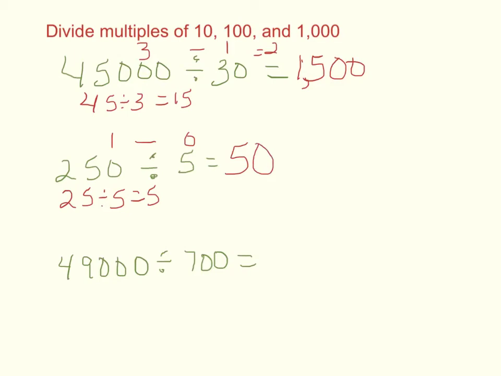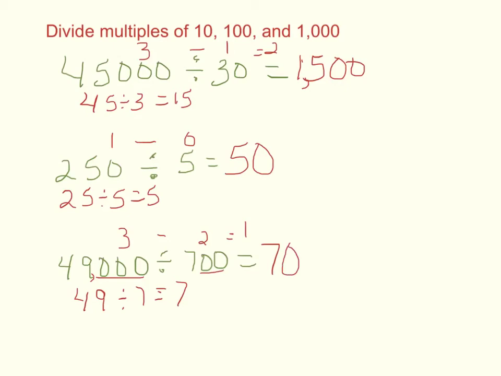Down here, let's try this one. 49,000 divided by 700. First, we do our basic math fact, which is 49 divided by 7. And of course, we know our times table, and we know that's going to be 7, a reverse multiplication. So 7 goes up here. Then we have 3 zeros minus 2 zeros equals 1 zero. So we'll take that 1 zero and put it right here.